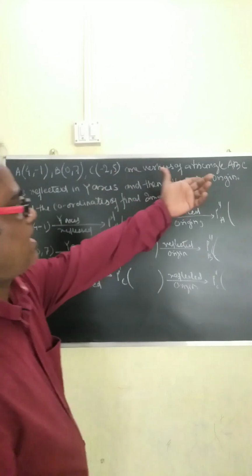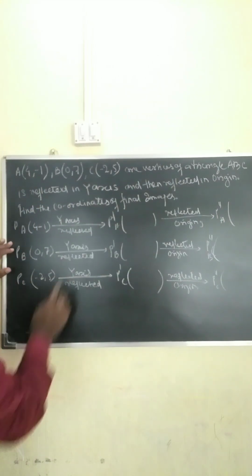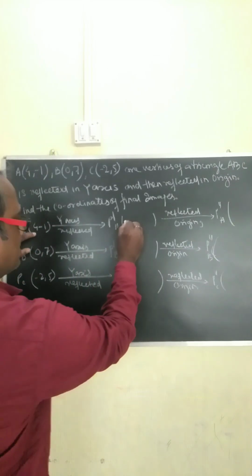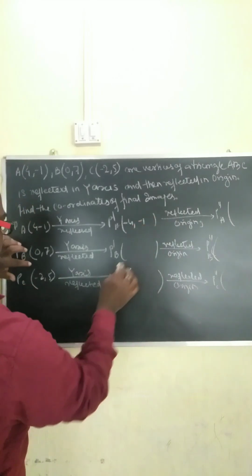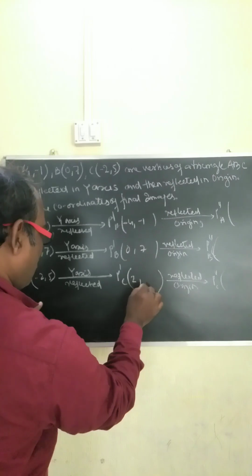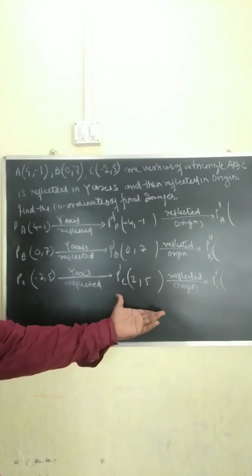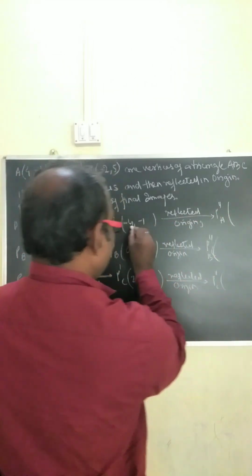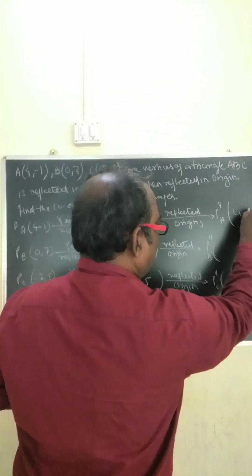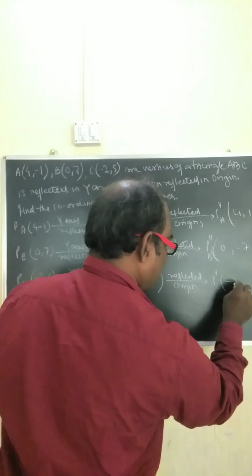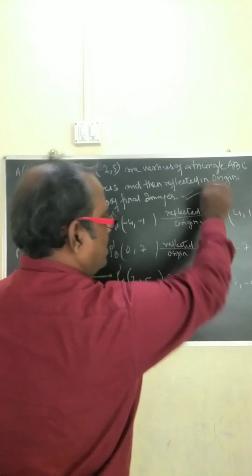These are the vertices of a triangle ABC and it is being reflected. When it is reflected in the y-axis, the y ordinates remain the same, only x changes. So it becomes (-4, -1), (0, 7), (2, 5). Now again these points have been reflected in the origin, that means both the signs change. So it becomes (4, 1), (0, -7), (-2, -5), which is the required answer.